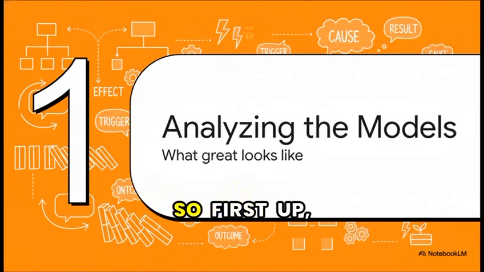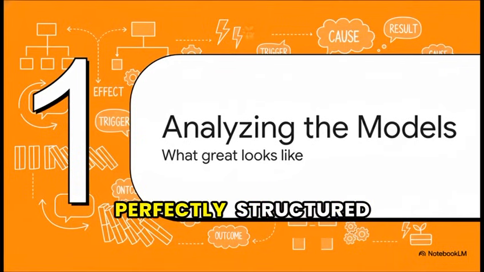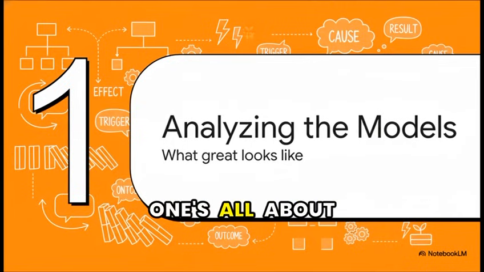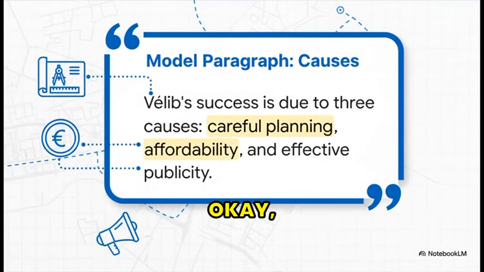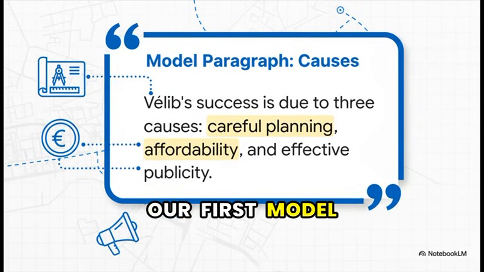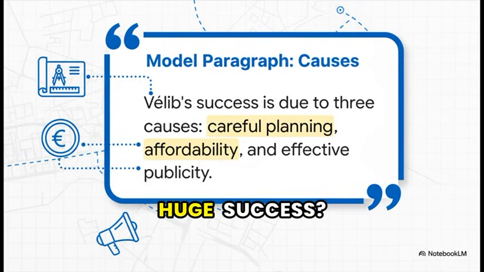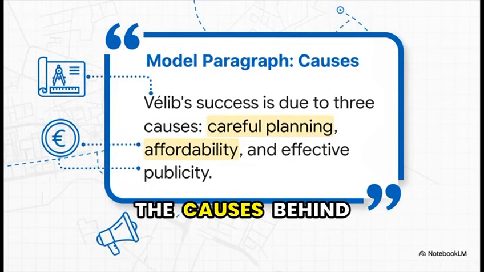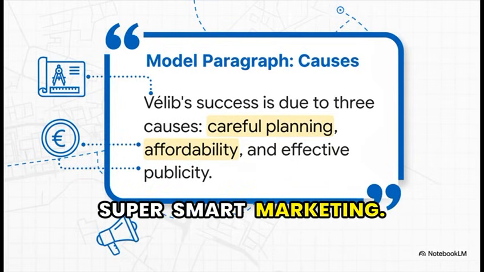great example. So first up, we're going to look at two perfectly structured paragraphs. One's all about the causes, and the other is all about the effects. Okay, so check this out. Our first model answers a really simple question. Why was this bike-sharing program in Paris called Vélib such a huge success? As you look at it, just notice how every single sentence is working to explain the reasons, the causes behind it all, from the careful planning to the super smart marketing.